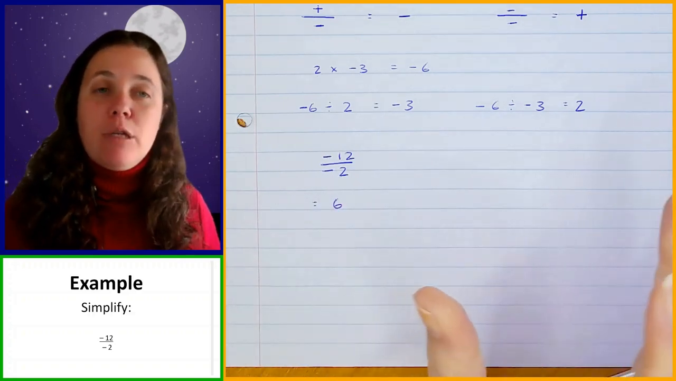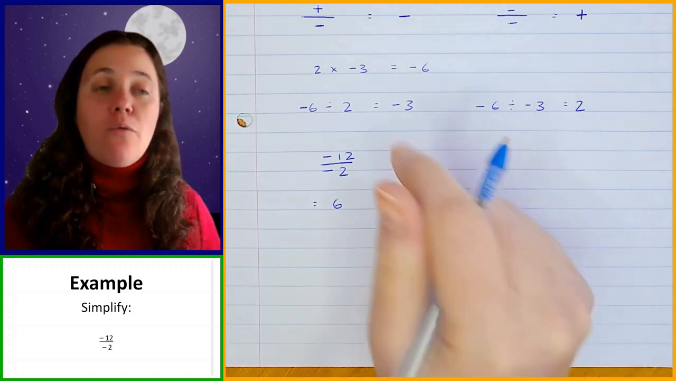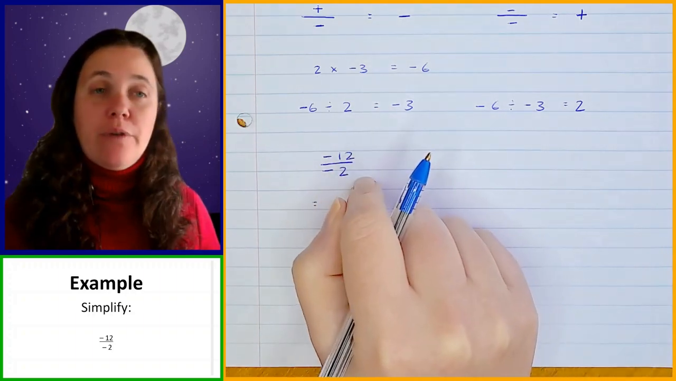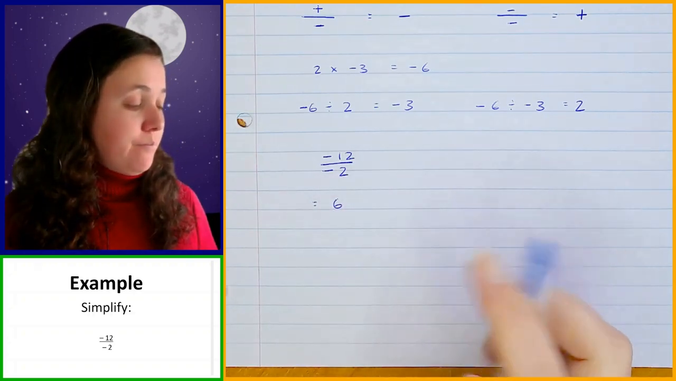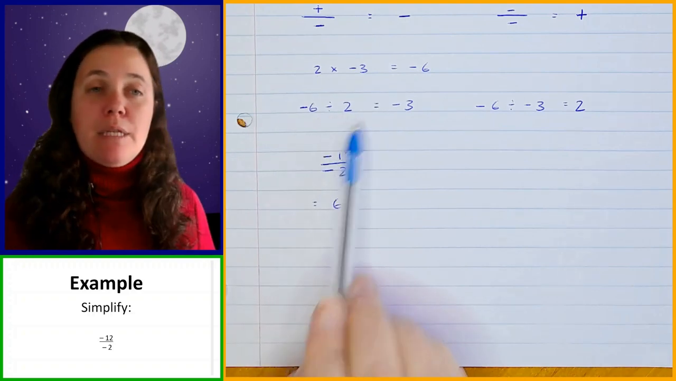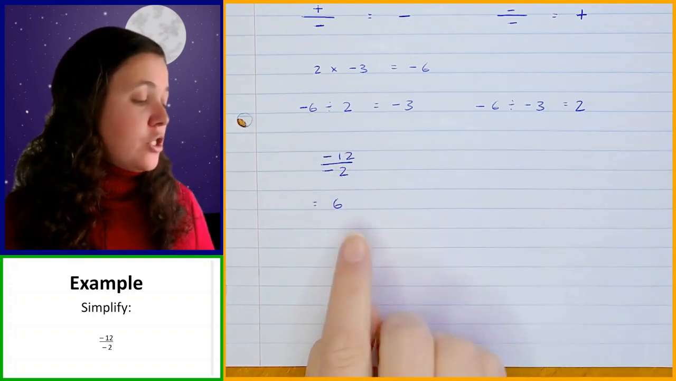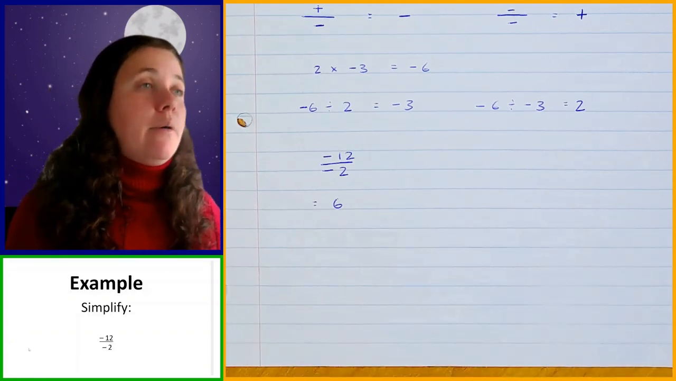So just like with multiplication, our first step is identify our sign by looking at the signs of what you are working with in your question over here. And then you divide the absolute values, the top one divided by the bottom one, or if it's written like this, the first one divided by the second one. That is how you're going to work out your division with integers.